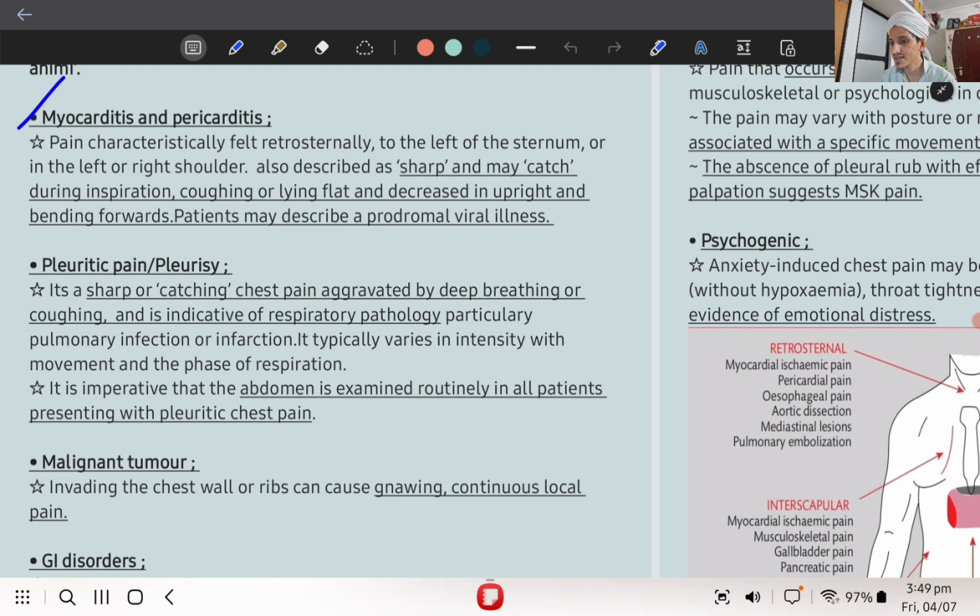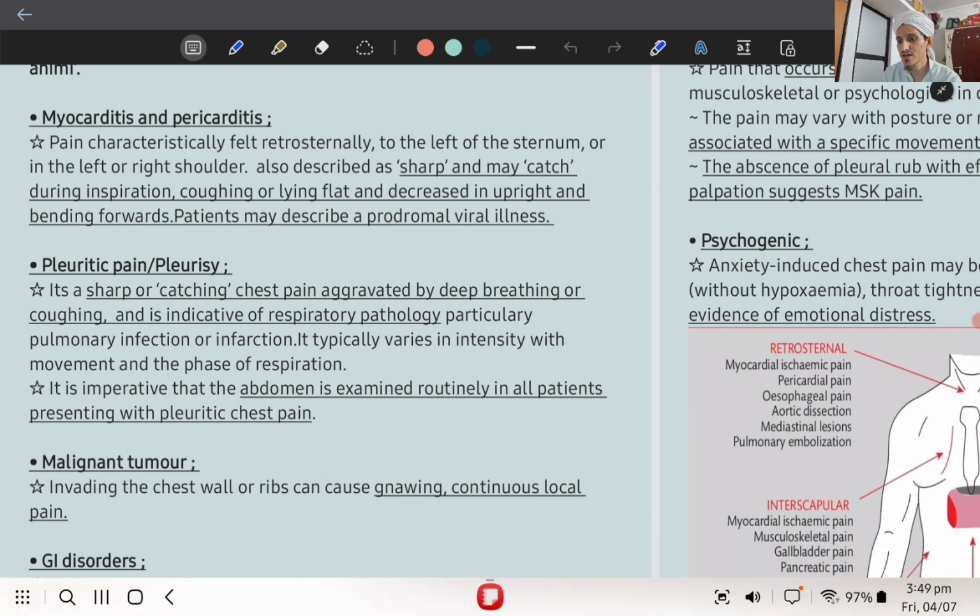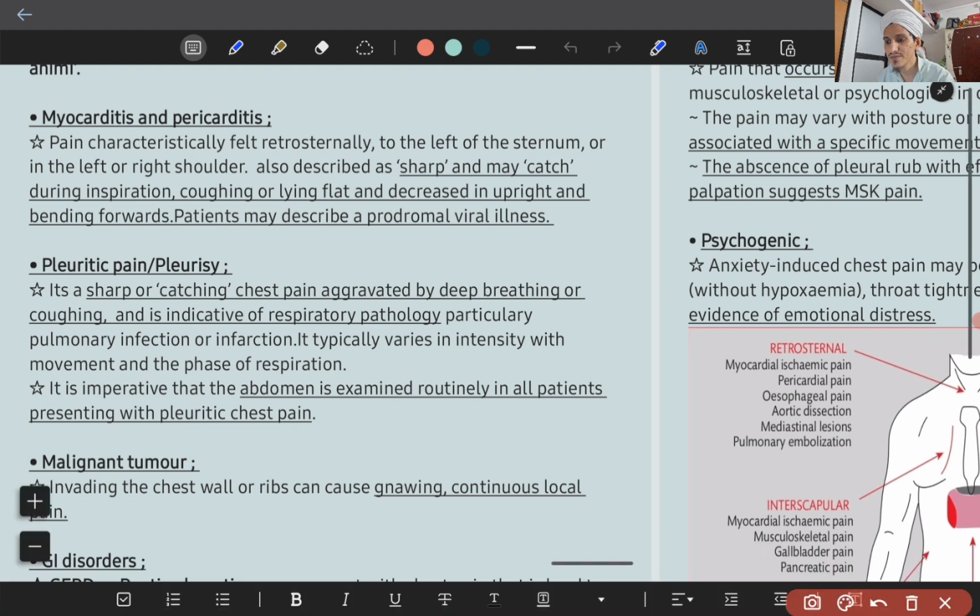myocarditis and pericarditis. Now coming to the pleuritic pain, it is similar to this pericardial pain. This will have pericardial rub, this will have pleural rub. Remember this one, that is a differentiating feature actually. So pleuritic pain or pleurisy is a sharp or catching chest pain. Catching means when the patient inhales, suddenly some stop or some catchy thing will happen. That is catchy chest pain.